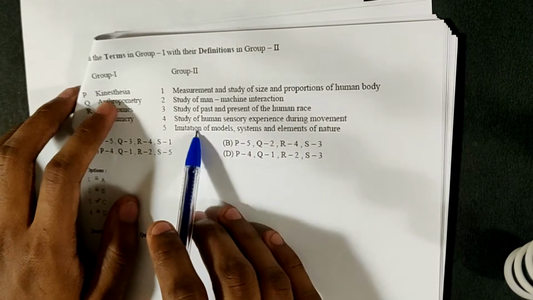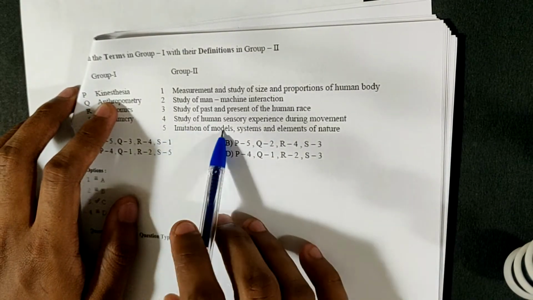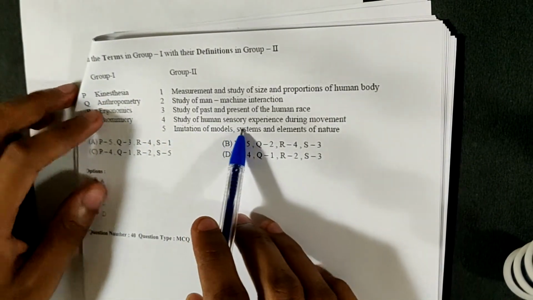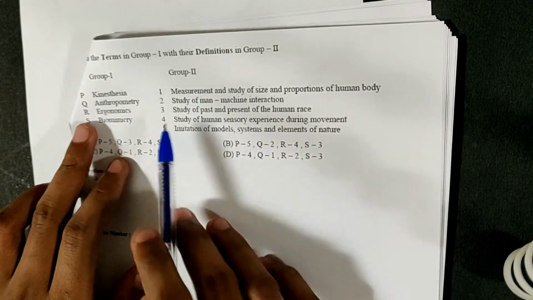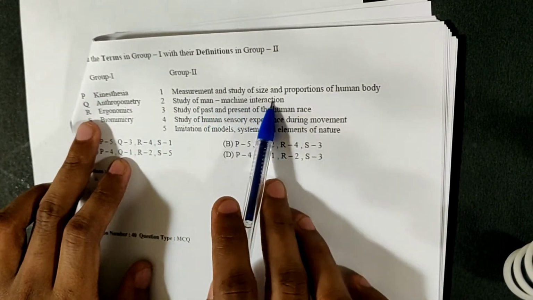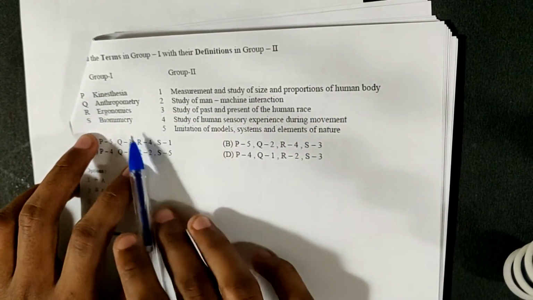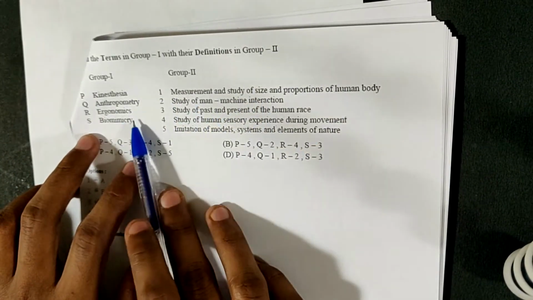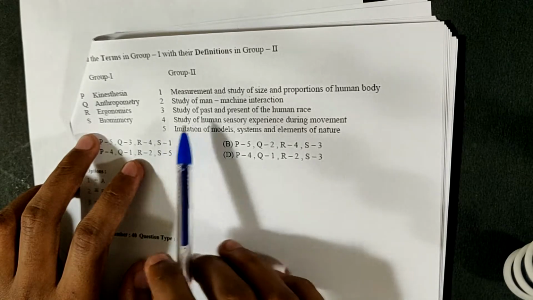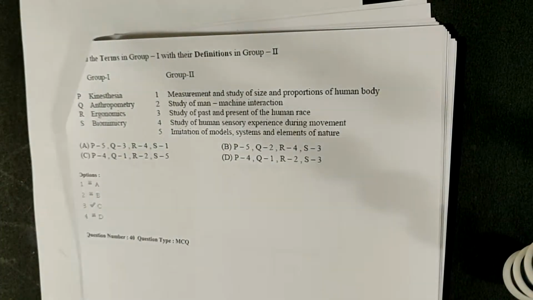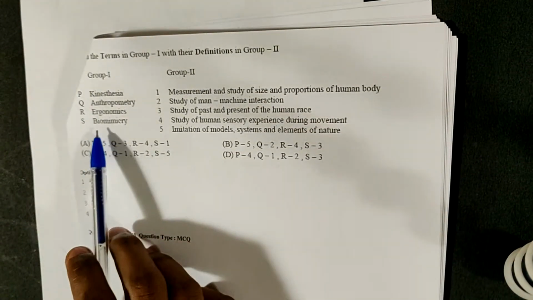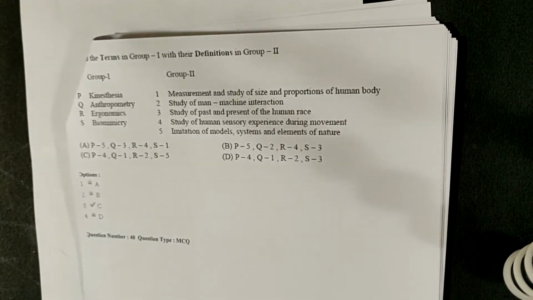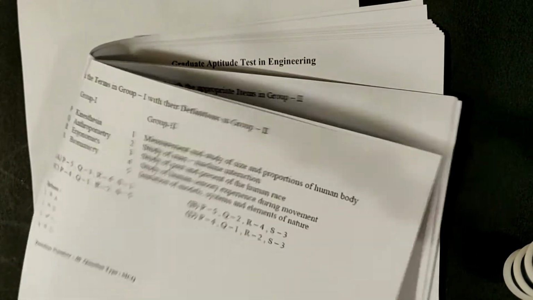So kinesthesia is basically the study of human sensory experiences. Anthropometry is the measure and the study of size and proportions of a human body. Ergonomics was the study of man and machine interaction, and biomimicry was basically your imitation of model systems from the elements of nature. So biomimicry in itself has bio and mimicry. So you're trying to mimic the biology.